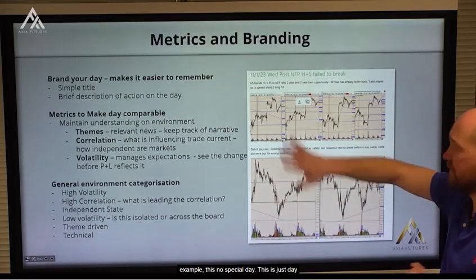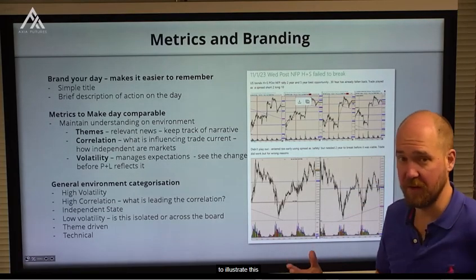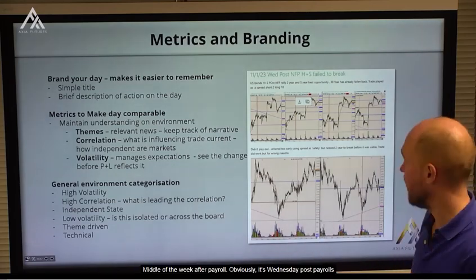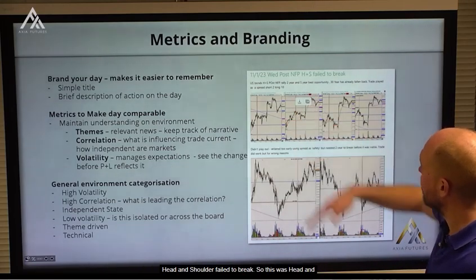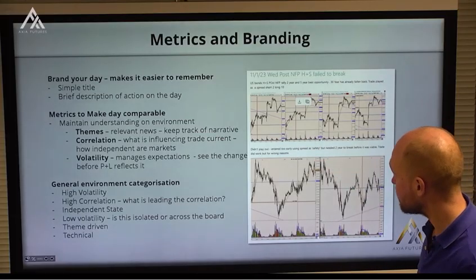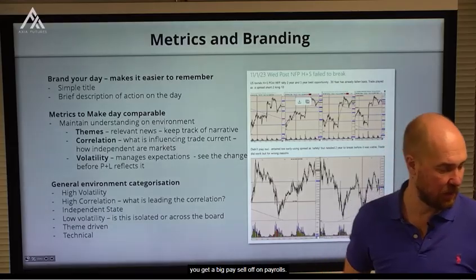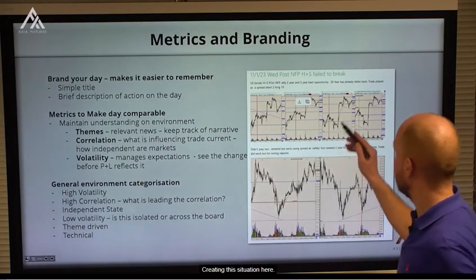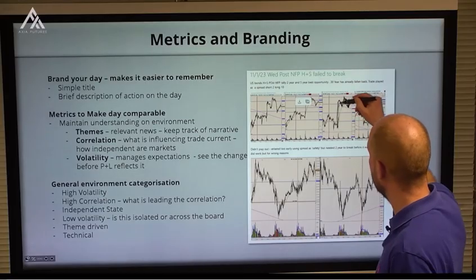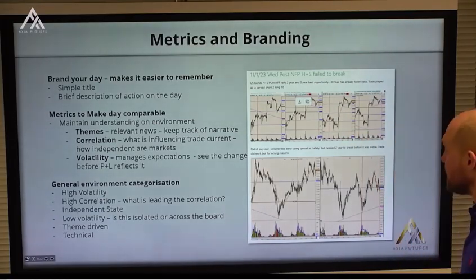Take here, for example, this is no special day. This is just a day picked to illustrate this. Wednesday, post payrolls. So middle of the week after payrolls, obviously it's Wednesday. Post payrolls, head and shoulders failed to break. So this was a head and shoulders pattern across all US bonds that was generated on the back of the payrolls move. You get a big sell-off on payrolls, creating this situation here. So you get the payrolls jump, head and shoulders, and then you're looking for this move down. And this is there across all bonds.